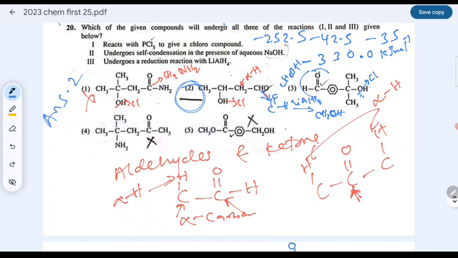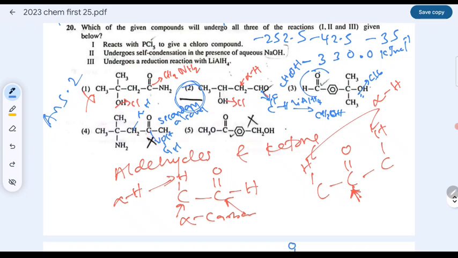Then fourth one, no, right? It can't give any reaction with PCl5. Then what about the self-condensation? Yeah, it can do self-condensation because alpha hydrogen is there now. Then lithium aluminium hydride reaction also it can do, because this is a ketone and it forms a secondary alcohol with lithium aluminium hydride, right?